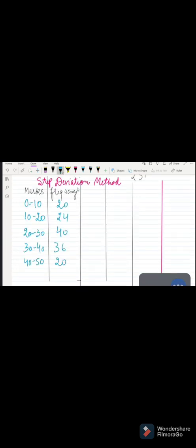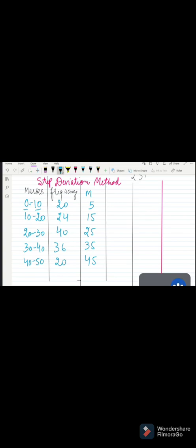So the same question I will do with step deviation. This is the statement which is given to you. Marks and frequencies are given and you have to find the arithmetic mean by using the step deviation method. The first step in a continuous series is to calculate mid values, as we calculated in earlier methods also. So there is 5, 15, 25, 35 and 45, right? As you all know how to calculate mid values: lower limit plus upper limit divided by 2, right?